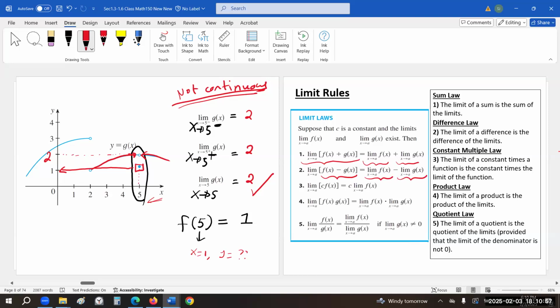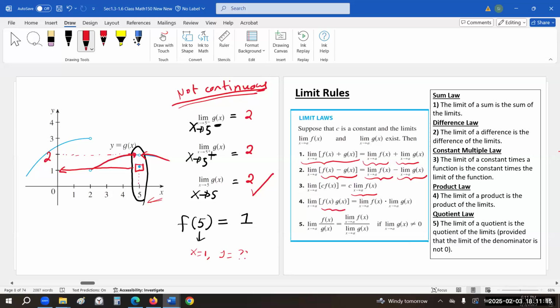The second one says if you subtract two functions and take the limit, this is the same as taking the individual limits and subtracting the second limit from the first limit. The third one says if you're multiplying a function by a constant and you're trying to take the limit, leave the constant alone and take the limit of the function. Then you multiply the constant with the limit and you get your answer.